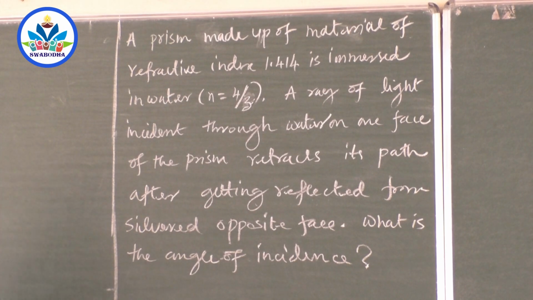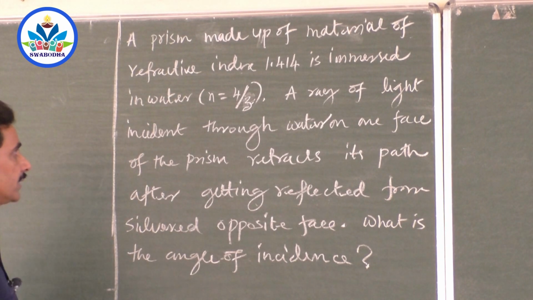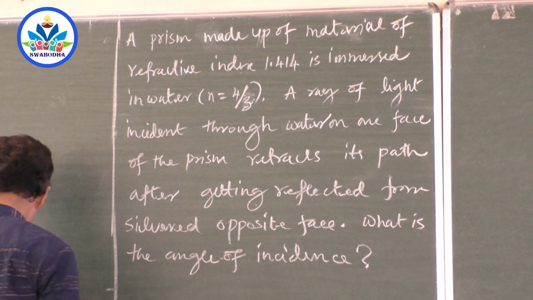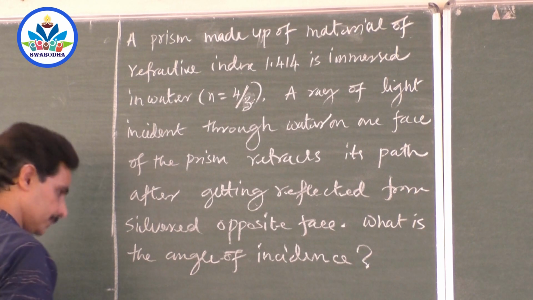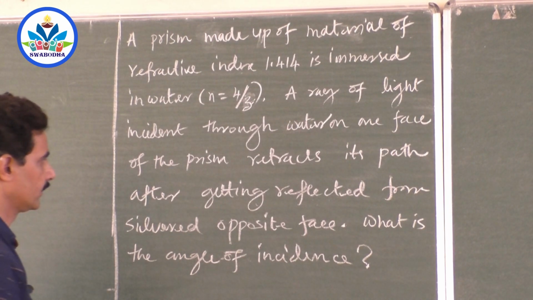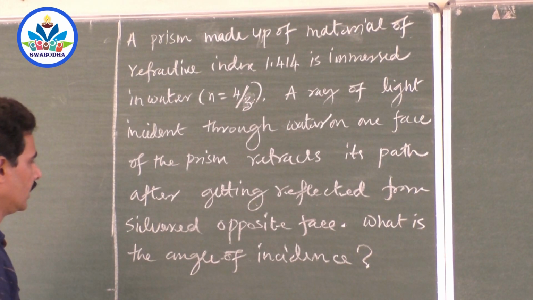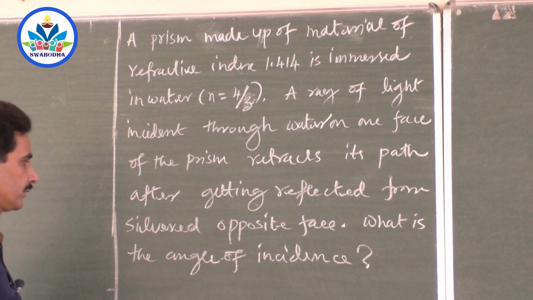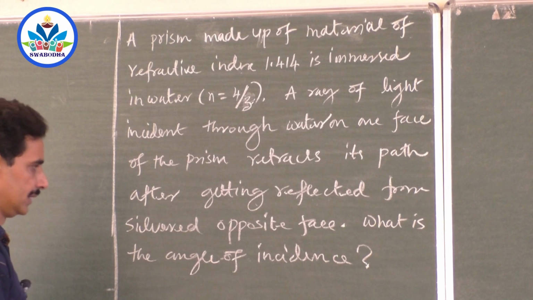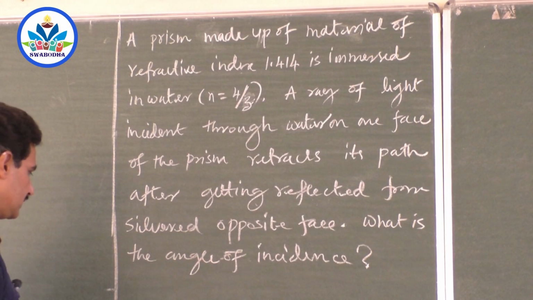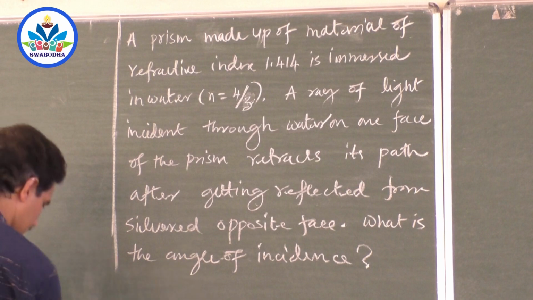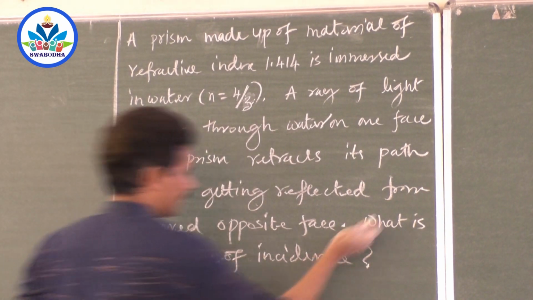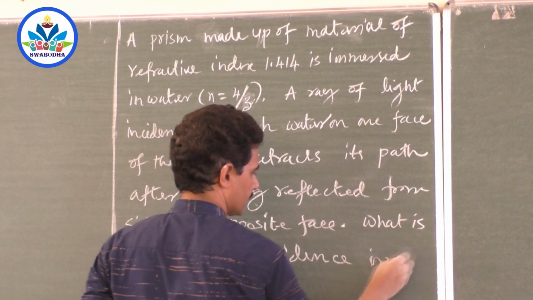A prism is made up of material of refractive index 1.414. It is immersed in water. A ray of light is incident through water on the prism, and we don't know the angle of incidence. That is the question. It retraces its path, that means it returns along the path after being reflected from the opposite face. It is the silvered opposite face. What is the angle of incidence on the first face? You can add that also.